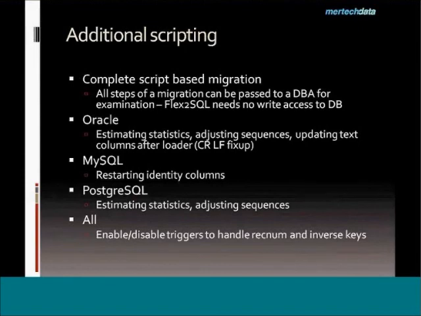MySQL, similar scenario. After you've used the loader, you need to restart the identity columns. Postgres, adjusting the sequences, and also estimating the statistics. The identity columns and adjusting the sequences are used for identity column handling. We also allow scripting for enabling and disabling triggers. So with these additional scripts, it allows you to basically script out every single step of a full migration.